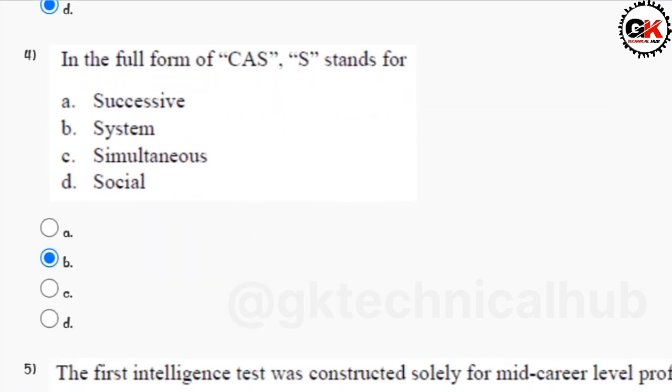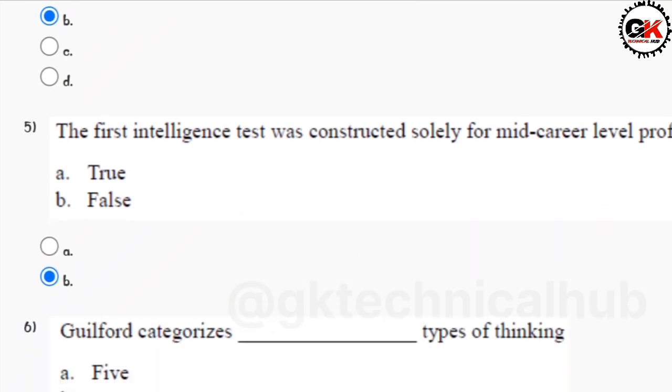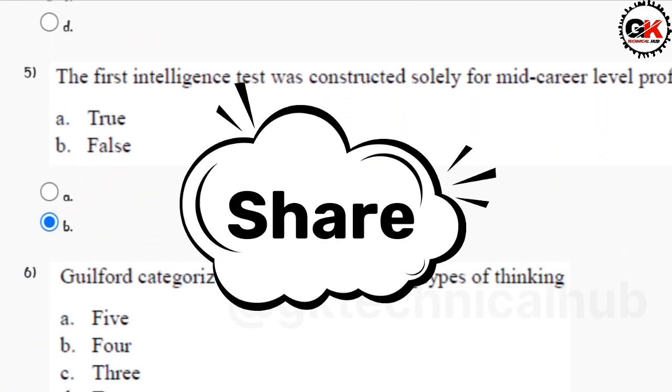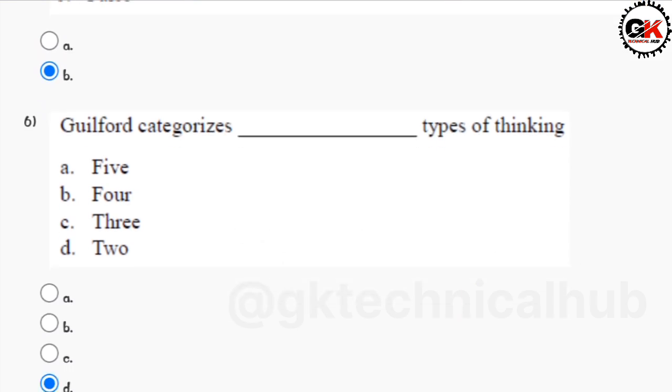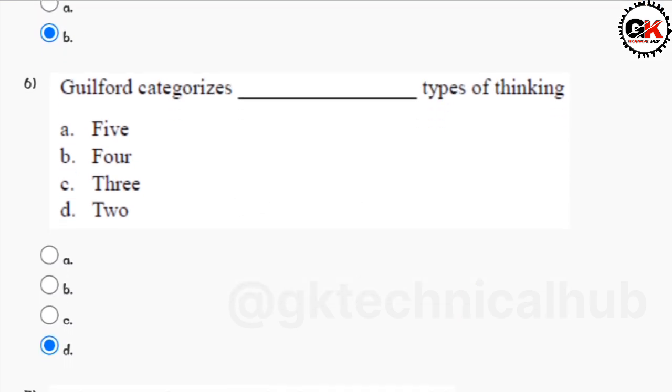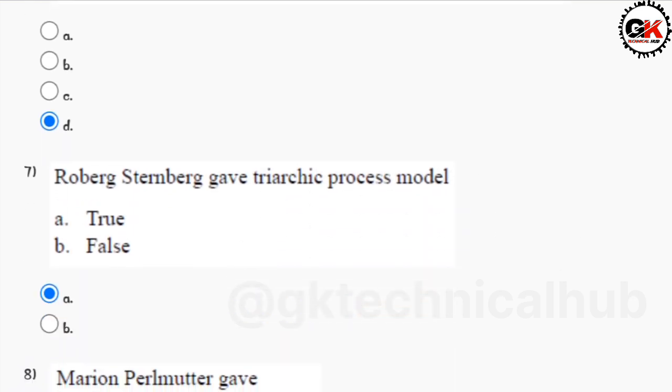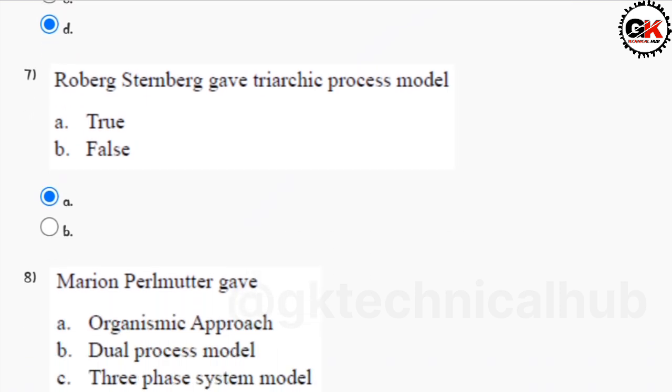Solution for the fourth question is option B, system. Solution for the fifth question is false, option B. Solution for the sixth question is option number D, 2. Solution for the seventh question is option A, true.